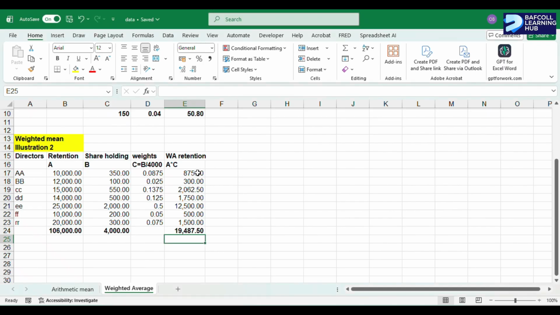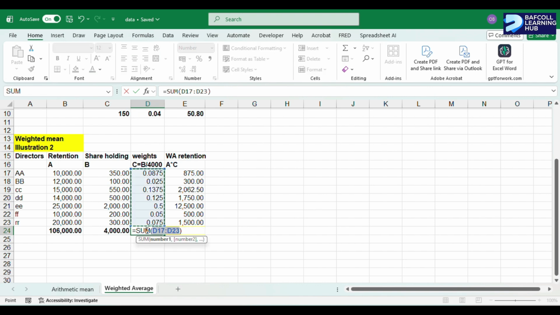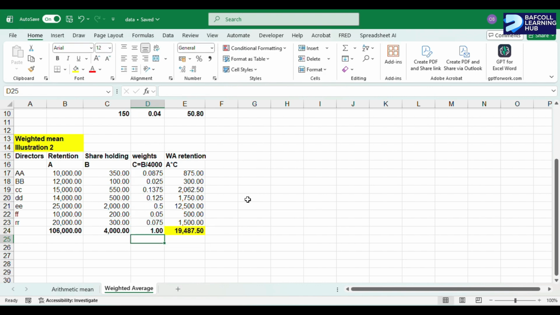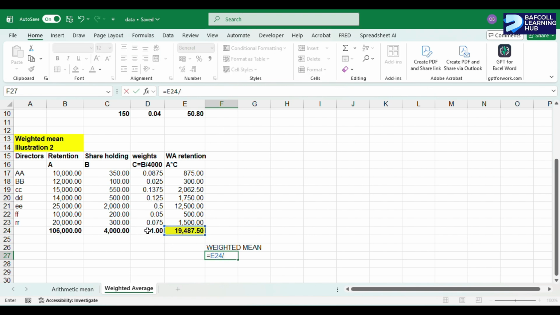So to compute our weighted average, we know that this will be the summation of the weighted average. Then we also find the summation of the weights. So the summation of the weights, I'll add everything out, that gives me 1. Alright, so to get the weighted average retention, or the weighted mean, the weighted mean will be equal to this divided by this.